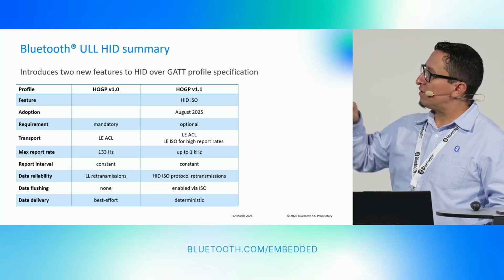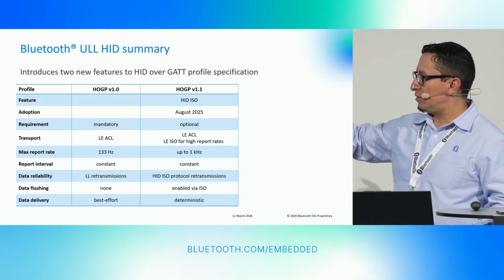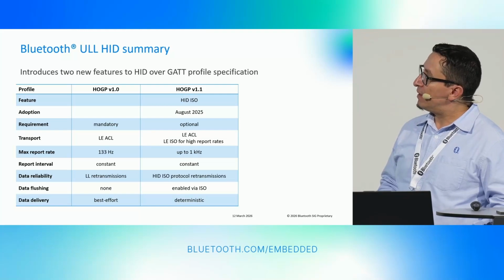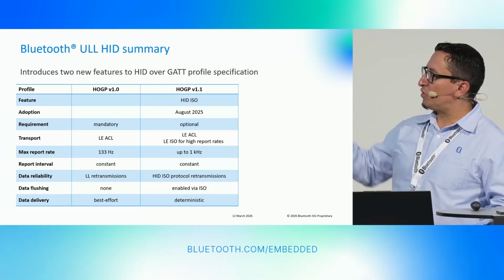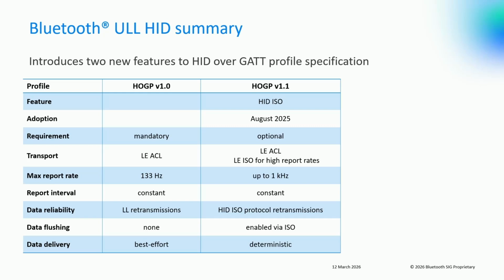The transports used are both LE ACL and LE ISO, with ISO for the higher report rates. The max report rate that can be achieved is up to 1 kilohertz. The report interval remains constant because the connected isochronous stream stays programmed consistently to the rate chosen when the stream gets configured. In terms of data reliability, the HID ISO protocol is introduced to handle retransmissions. Data flushing is by default enabled with isochronous channels. The data delivery mechanism is deterministic because of isochronous channels.